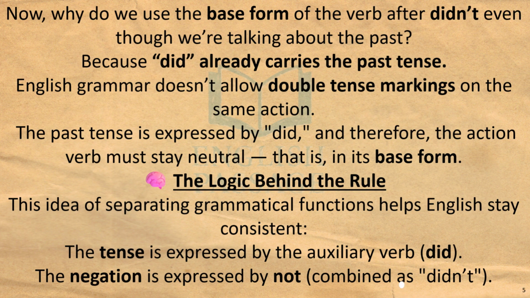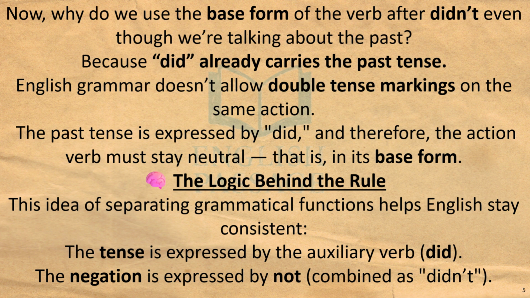Now, why do we use the base form of the verb after didn't even though we are talking about the past? Because did already carries the past tense. English grammar doesn't allow double tense markings on the same action. The past tense is expressed by did, and therefore, the action verb must stay neutral, that is, in its base form.